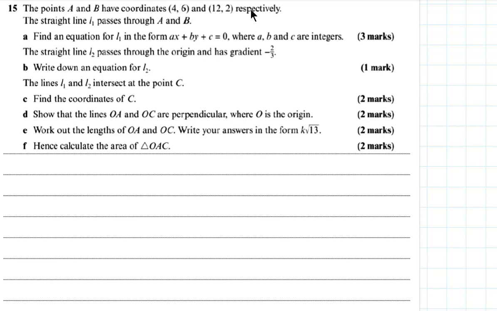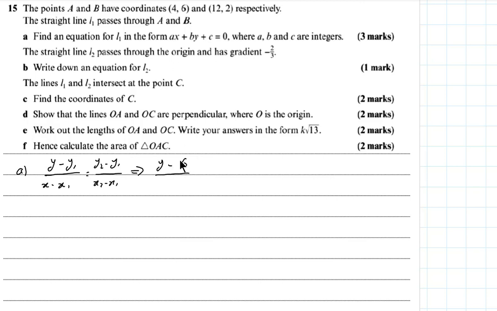The points A and B have coordinates (4, 6) and (12, 2), respectively. The straight line L1 passes through A and B. Find an equation of L1 in the form ax plus by plus c equals 0, where a, b, and c are integers. Very nice question, and we solve many questions like this. So you'll apply the formula.